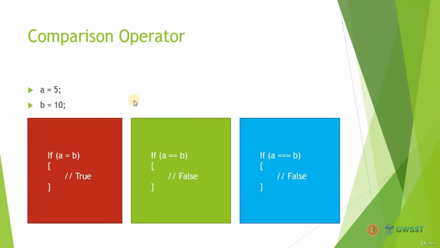In the same way, we have the comparison operator, where we can compare one variable to another variable. So if you have a is equal to 5 and b is equal to 10, a lot of people forget that equal to is an assignment operator and they use it like this. In the if statement, when you specify a is equal to b, the value of b is now changed to a. And now by default it is going to be true.